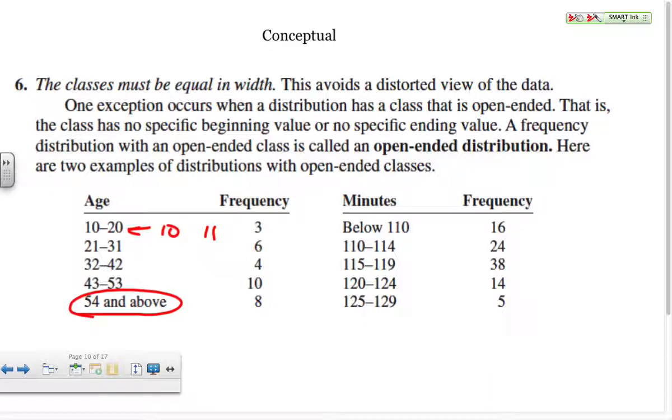They show up, but you don't have to have them. This is saying everything above 54. This is everything below 110. You can have those in certain situations.